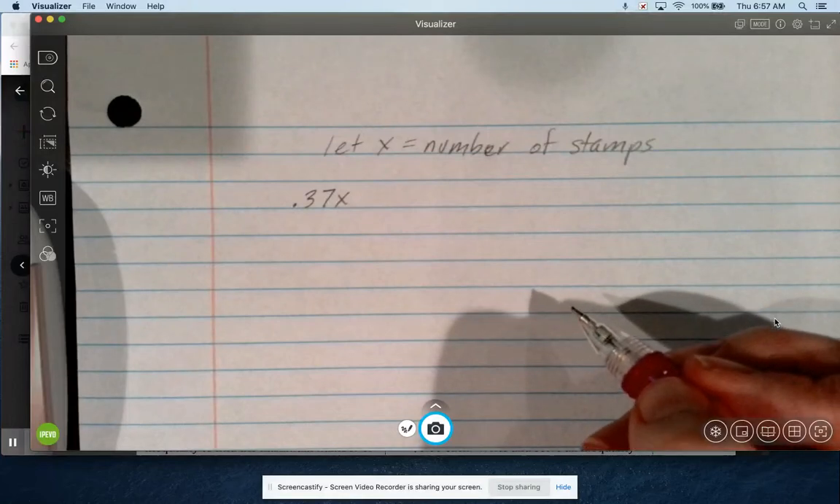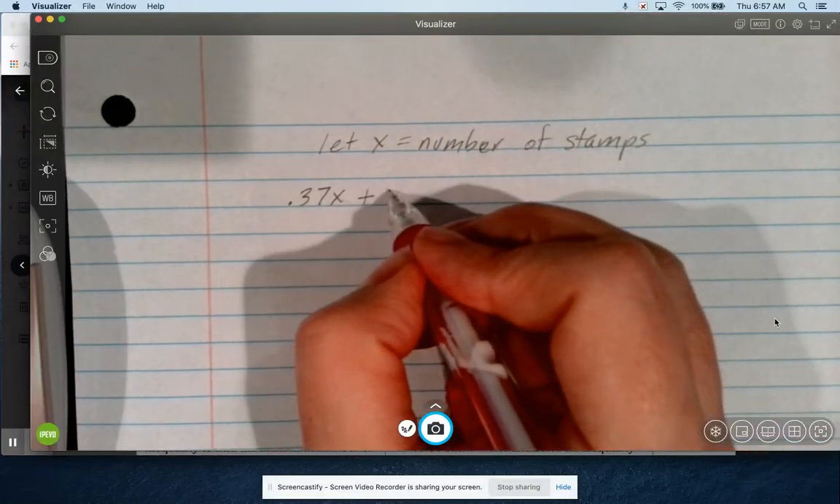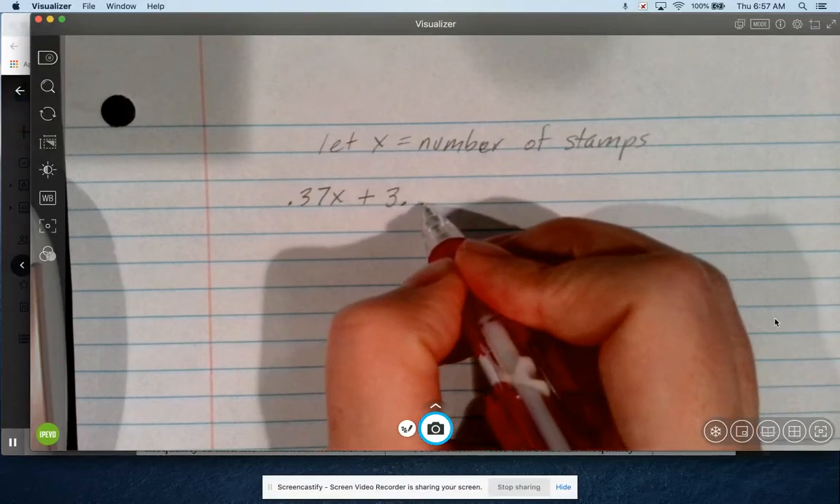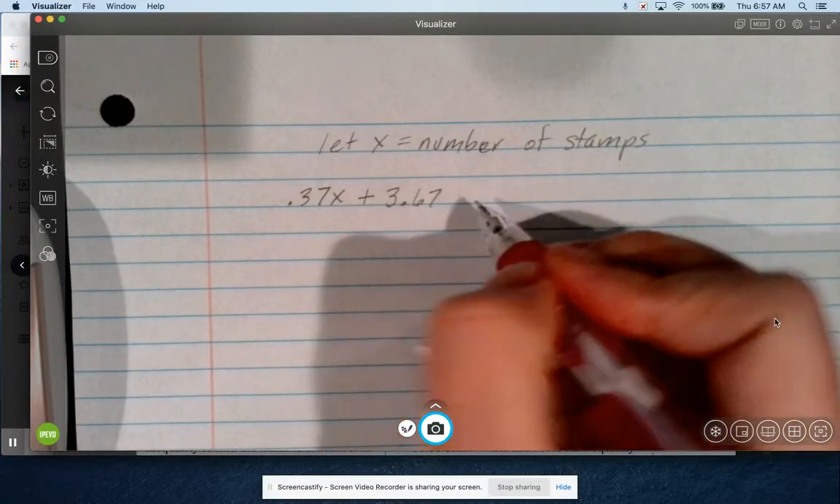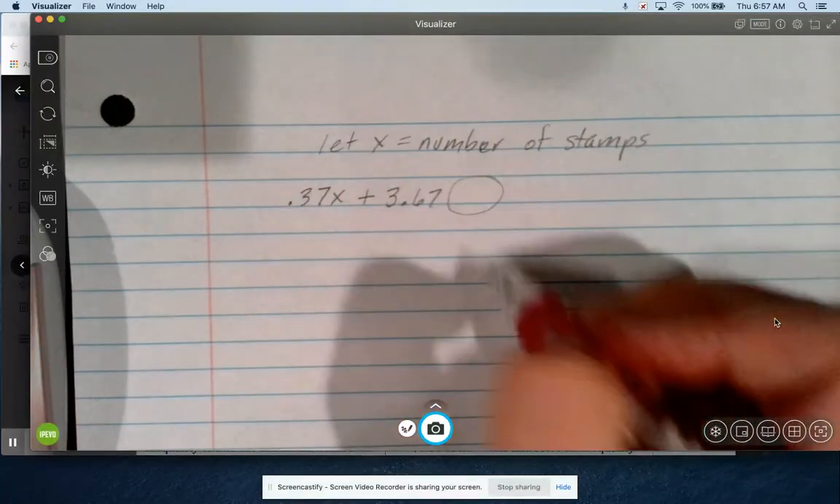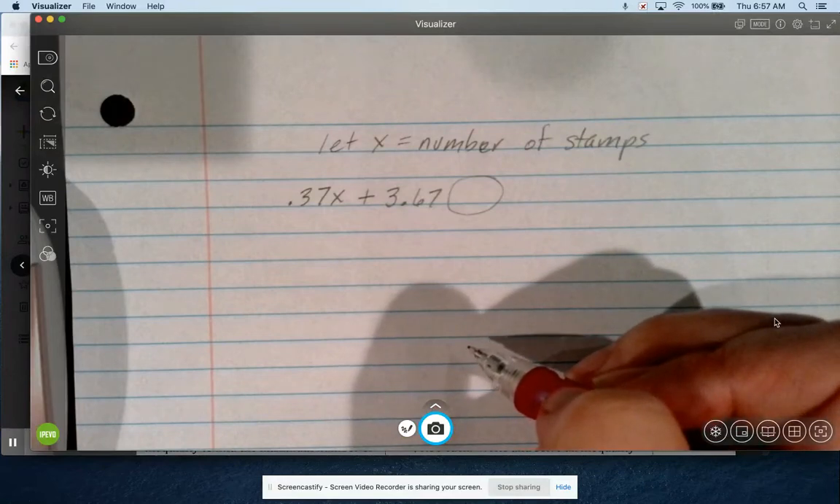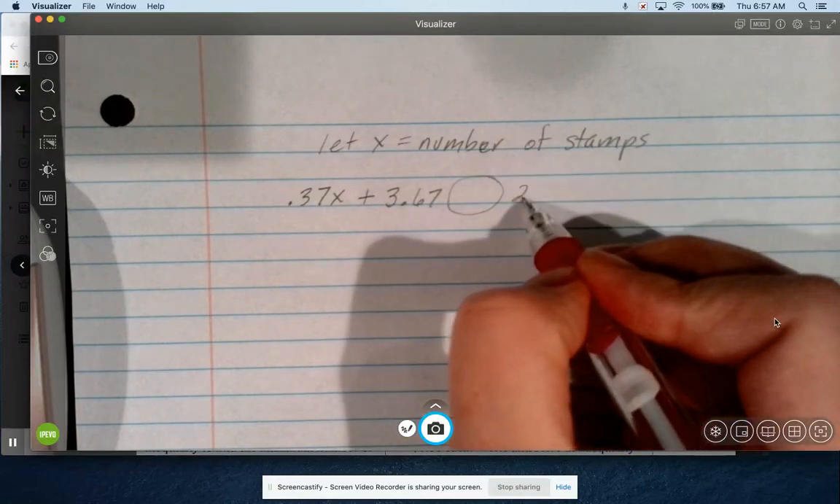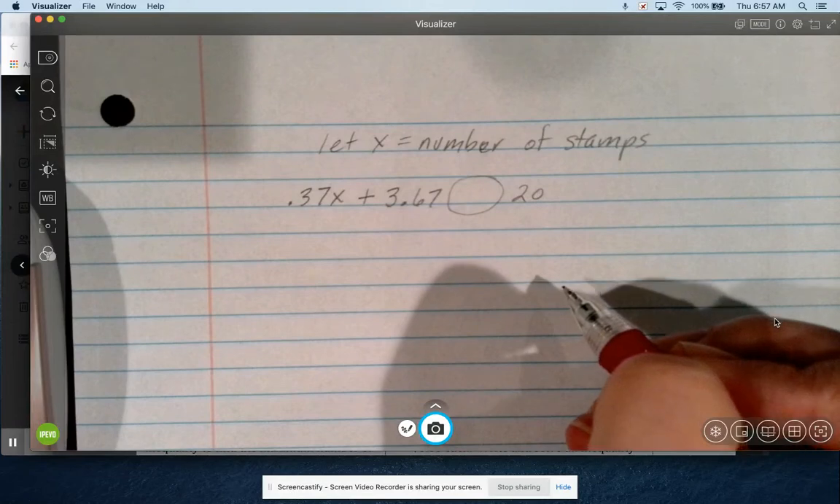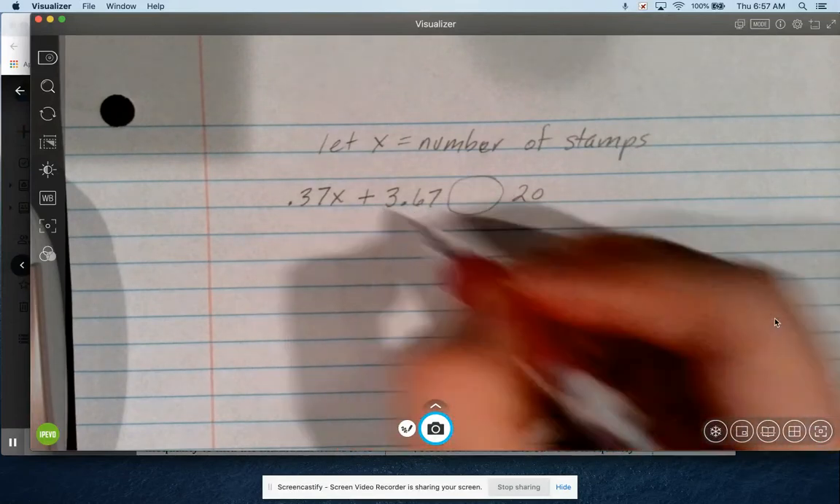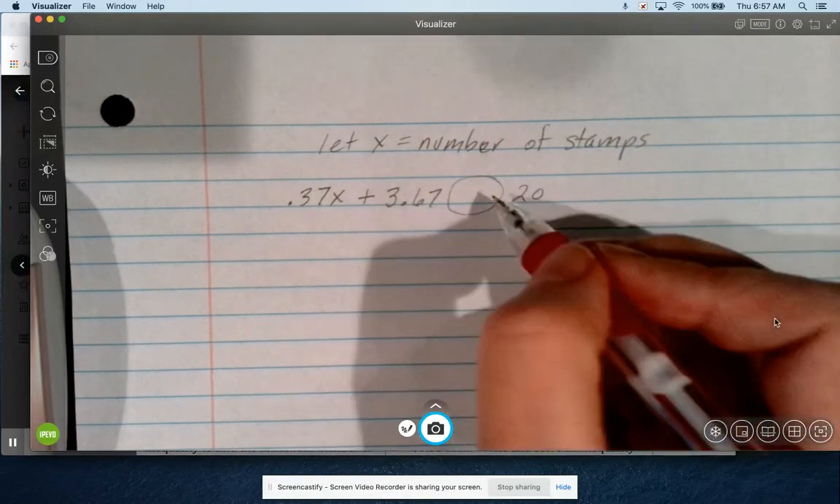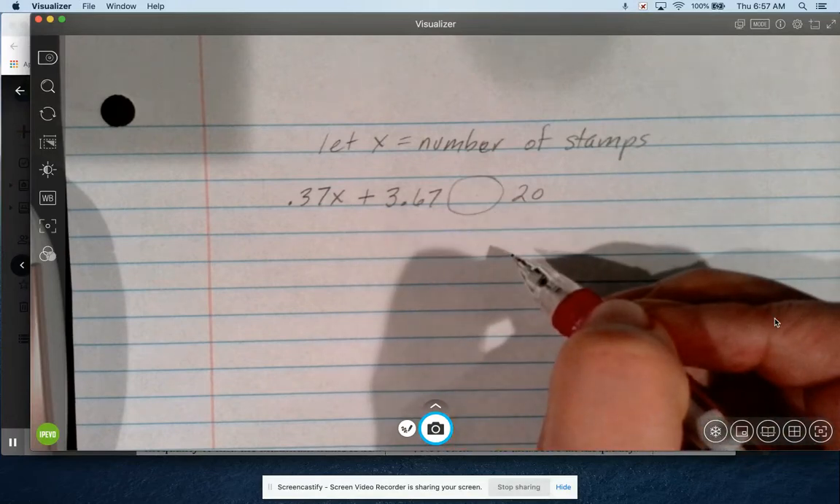We also have to spend money on the package. That was $3.67. Let's talk about the inequality sign last. But I know over on this side, I have $20. So that's all I have to spend, and this is what I have to spend. What sign will we put in the empty circle?